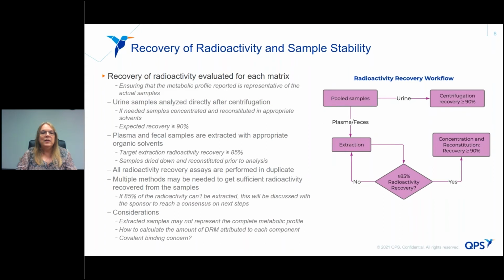If we can't get 85% recovery in the extraction, we will talk to the sponsor, and this will be discussed so that we know we have a consensus on what the next steps should be. And the consideration for this type of thing is that if you can't get all the radioactivity back, your extracted samples may not represent your complete metabolic profile. And then how do you want us to calculate the amount of drug-related material for each component? And if you can't get the 85% or better in the plasma, do you maybe have a covalent binding to protein concern?